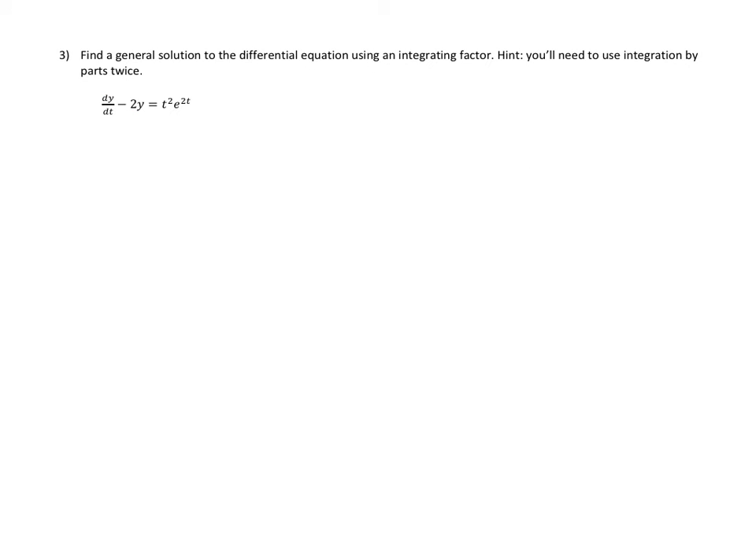Okay, find a general solution to the differential equation using an integrating factor. Hint, you'll need to use integration by parts twice. So this problem will be a great time to review integration by parts. So we'll do that in here too. I won't just tell you the answer. Okay, so my integrating factor, mu of t, is e to the integral of g of t dt, which is e to the integral of negative 2 dt, which is e to the negative 2t.